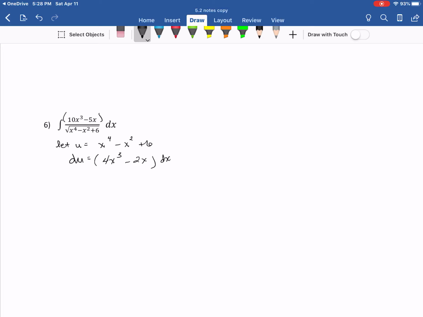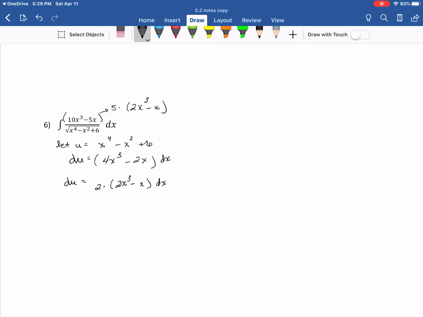dx. I could also think of this as something like that. And now it looks vaguely familiar with what that numerator looks like. Here's the numerator. I'm going to factor out a 5 from that numerator. And there it is. It's the exact same thing. Okay. All right. So my du needs to have a factor of a 2 along with that grouping of parentheses. My problem has a factor of 5.